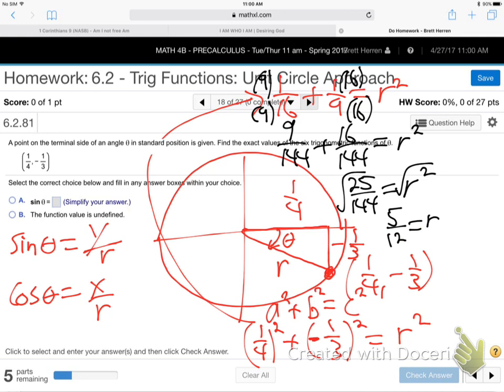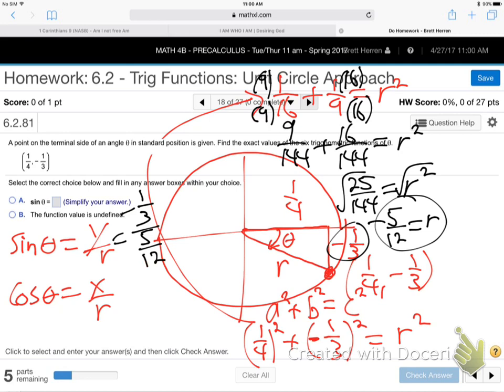Excuse me. So we got r, after all that fraction work. So now we can go back and figure out what the sine is. The sine is y over r. So the y value is the minus 1/3 over the r, which is 5/12.